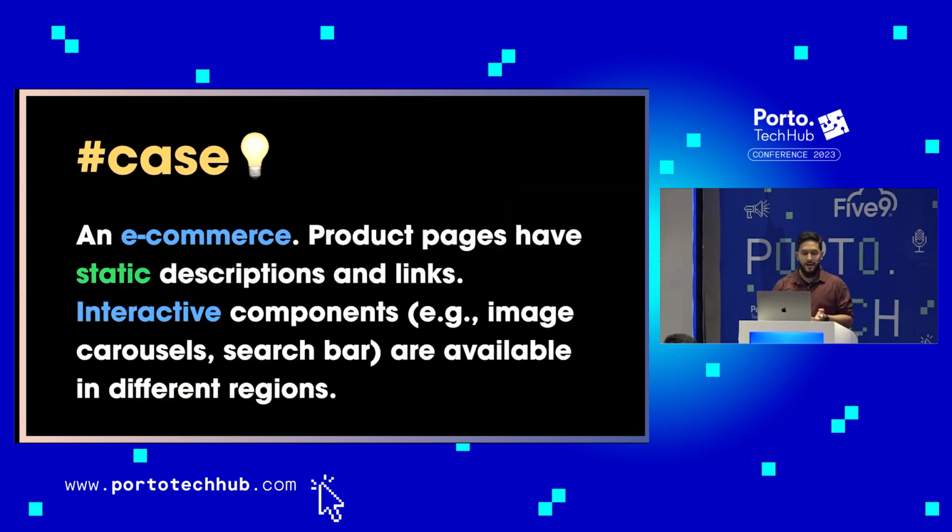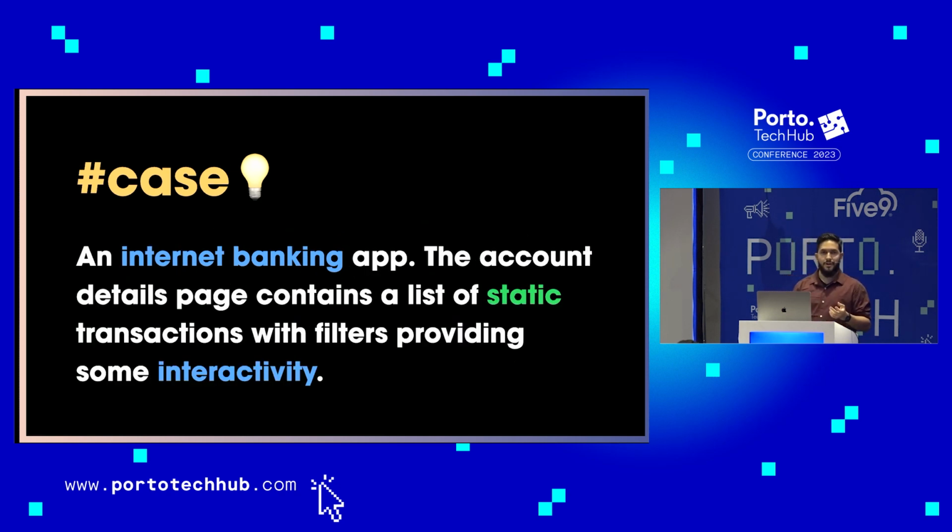And you have a lot of use cases for islands, for example. Imagine an e-commerce site where you have the product pages and they have static descriptions, static links, a lot of static stuff. But then they can have the interactive bits, for example, the gallery of the product or the search bar itself. So those bits of interactivity could be modeled as islands. Or anything that you have to generate a report. Imagine internet banking, where the account page has a lot of static stuff, like your list of transactions. But at the same time, you can have the filtering, the searching, all of that being islands of interactivity.